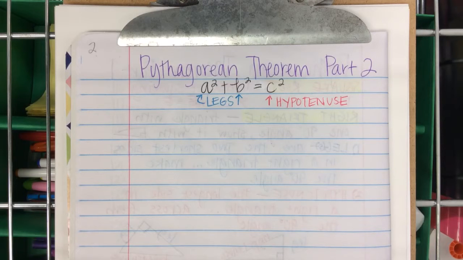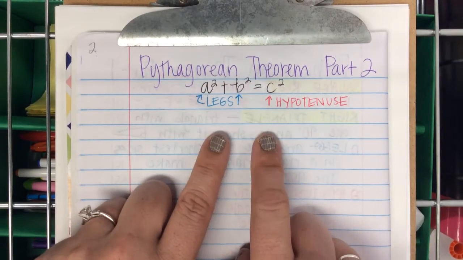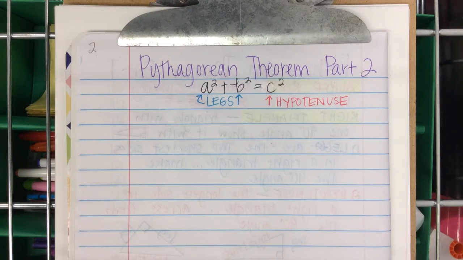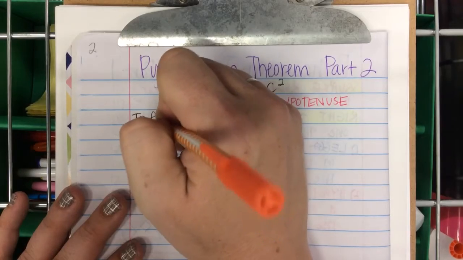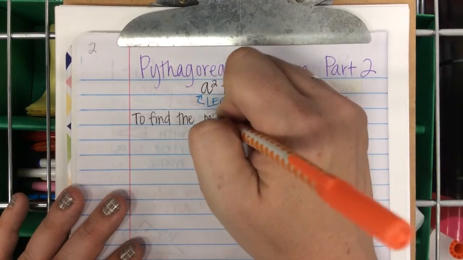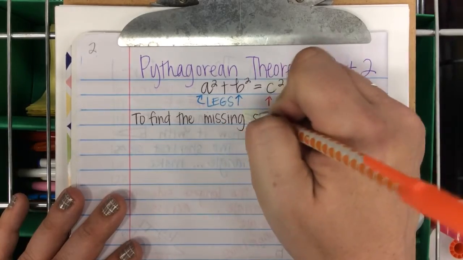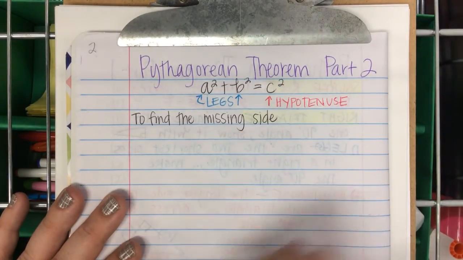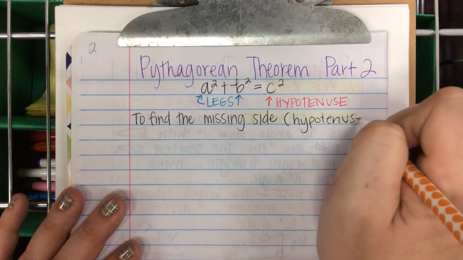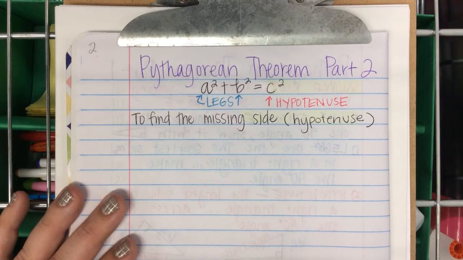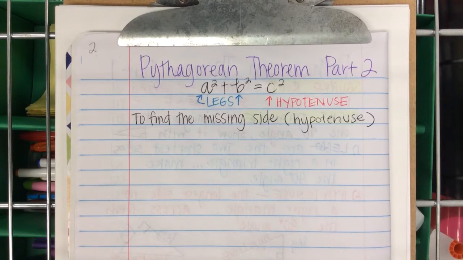Sometimes, most of the time, with Pythagorean theorem, they give you two sides and you need to find the third side. So all we're going to do today with this concept is find the missing side. And today it's only going to be the hypotenuse. Later on, we'll learn how to find a missing leg. But today, all we're going to find is the hypotenuse. And there are 4 easy steps.